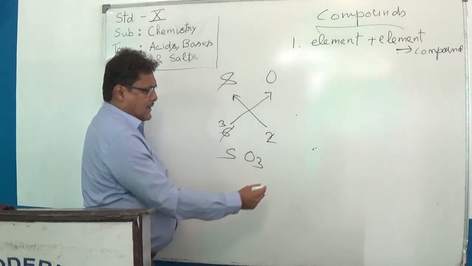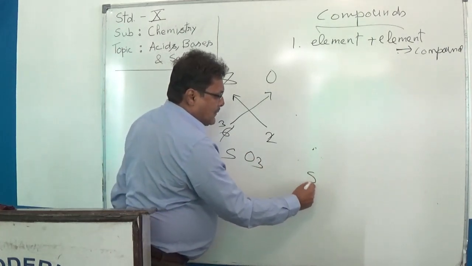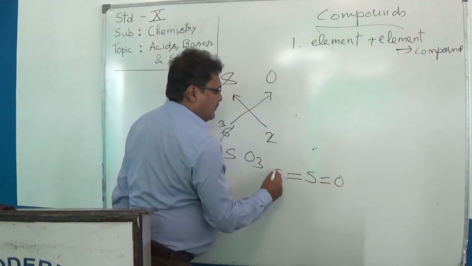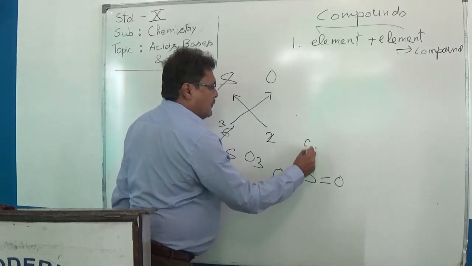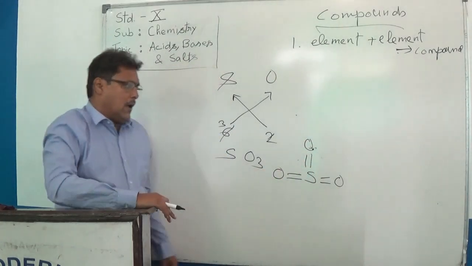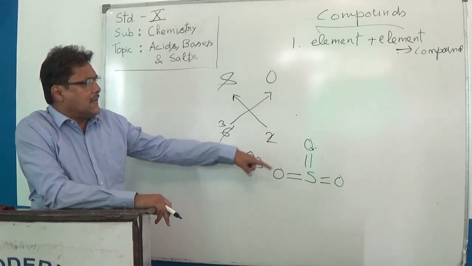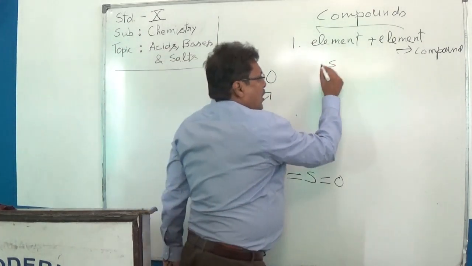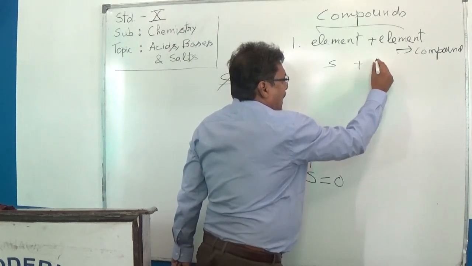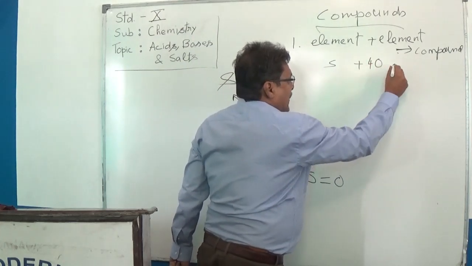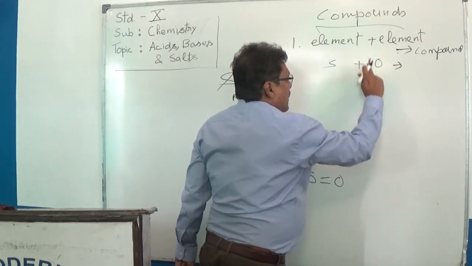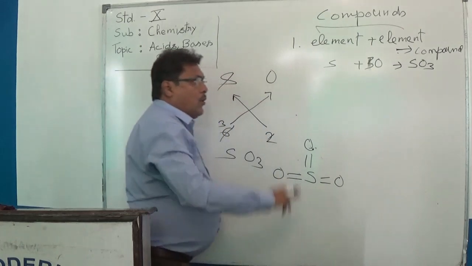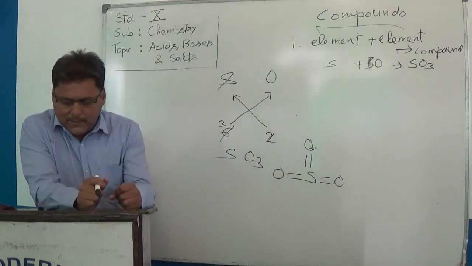SO3. The molecular structure will be like this. Now you see, this is a compound that is made up of one element and the second element. They make up a compound which we call sulfur trioxide.